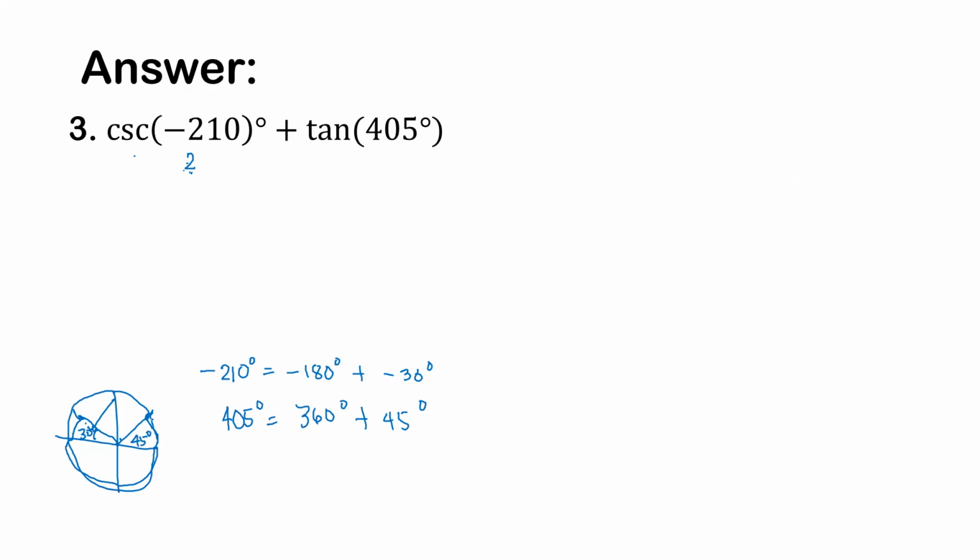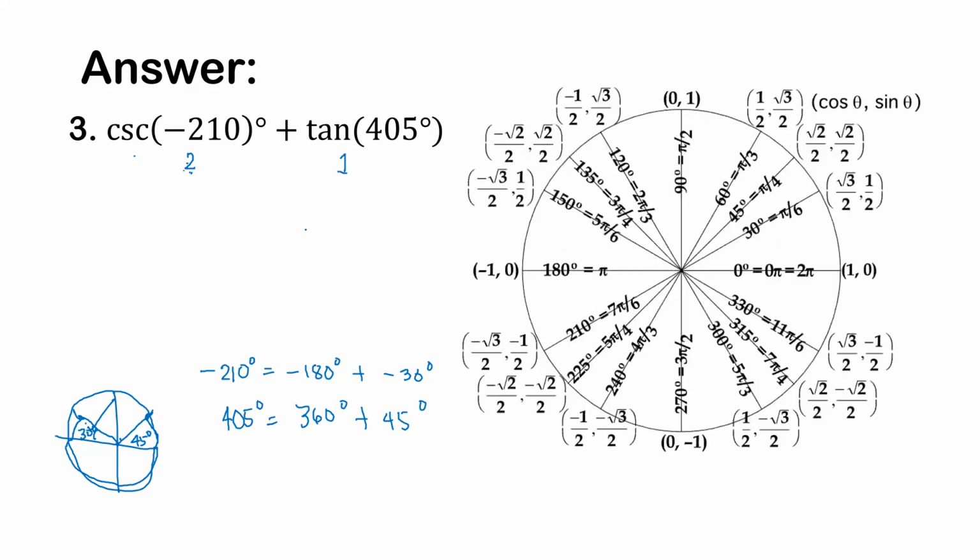So, sine and cosine are equal at square root of 2 over 2 pareho. Therefore, this part is 1. So, the answer is 2 plus 1, which is 3.